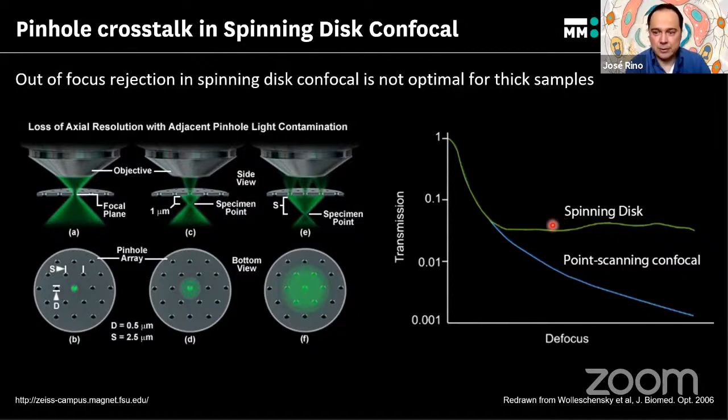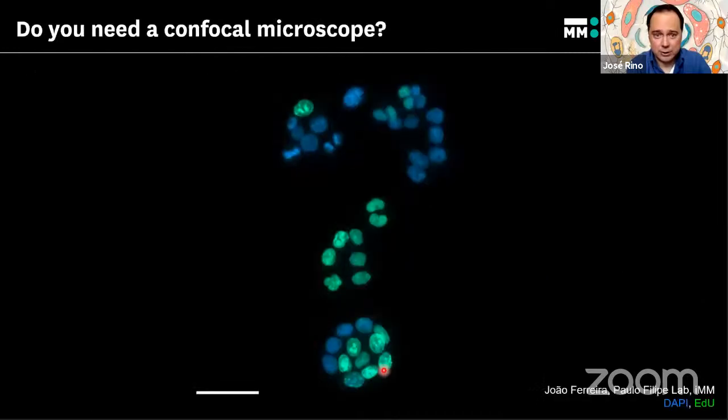The thicker your sample is, the lower your ability to do optical sectioning, because you're limited by this pinhole crosstalk effect. And so this might become a problem if you're looking at very, very thick samples, and you want to do really fine optical sectioning. Spinning disk might not be an option there, or you might have a lot of out-of-focus background and autofluorescent light that reduces your signal to noise ratio, which is what we want to increase in all image acquisition.